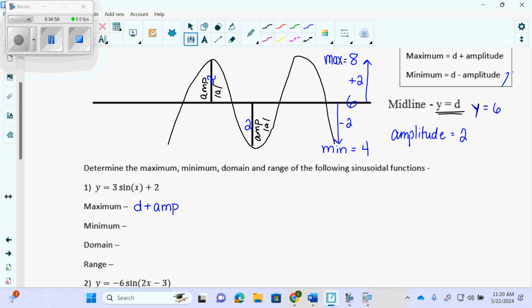Yeah, we're good. Okay, what was the D? 2. Plus, what's my amplitude? What's my amplitude? I literally just said.